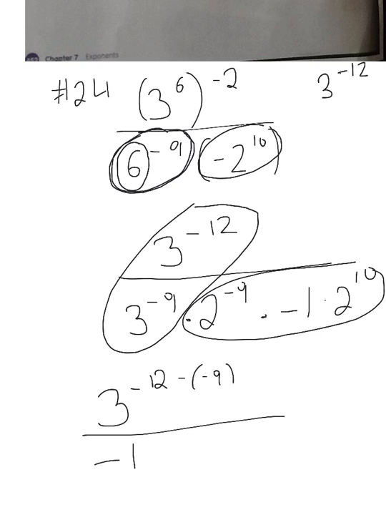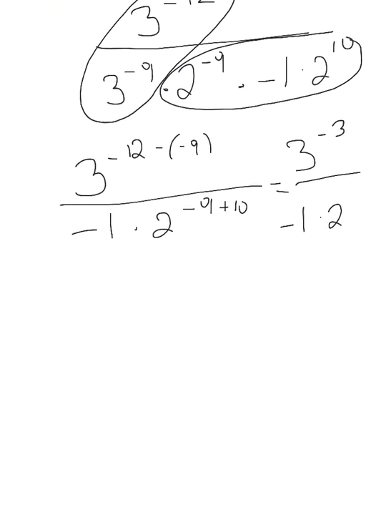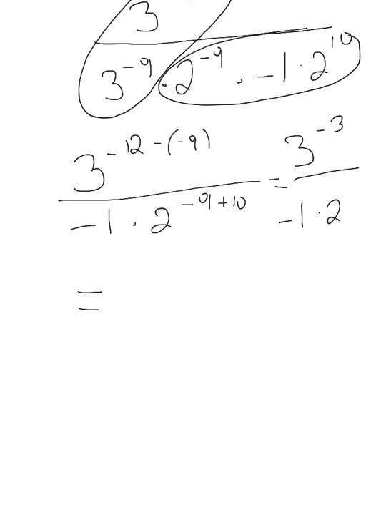You have negative 1 times 2 and 2, that is the base. So now you're adding exponents, so that would be 2 to the negative 9 plus 10. Your numerator would be 3 to the negative 12 minus negative 9, which is negative 12 plus 9, which would be negative 3, over negative 1 times 2. What's negative 9 plus 10? It's 2 to the first. So if you continue, you'll get 3 to the negative third power over negative 2.